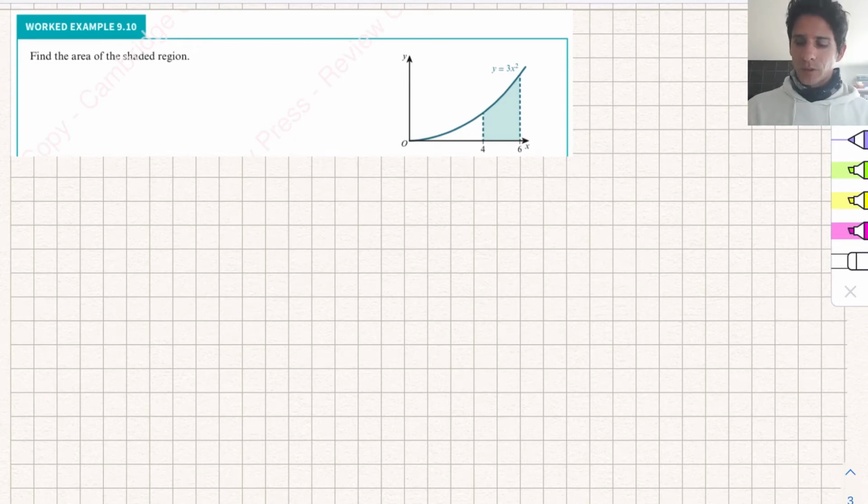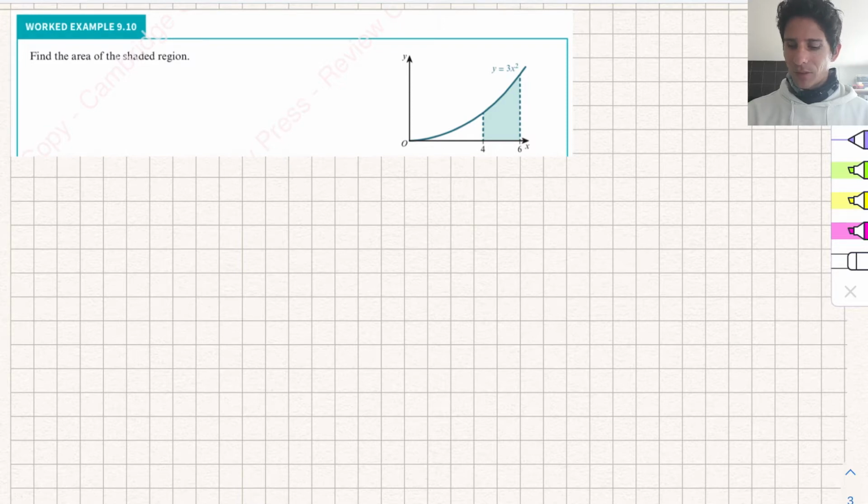Okay guys, so we'll do a quick video on the worked solutions from your textbooks. This is just quickly finding some of those areas under the graph, right? So I'll walk you through how I would do these problems and hopefully it'll help you with some of the homework questions. Okay, so if we have a look at the first worked example, 9.10, right?